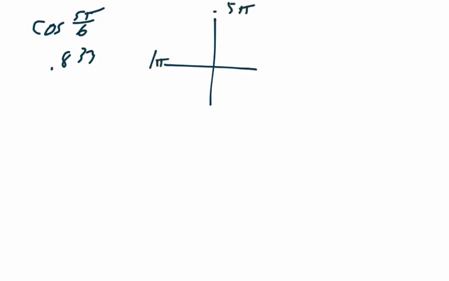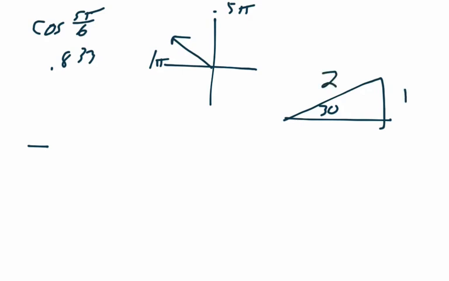Next problem we have is the cosine of 5 pi over 6, and that's 0.833. Which means that if this is 0.5 pi and this is 1 pi, then 0.833 is once again the second quadrant, which means my answer is negative. Now, if I do 180 divided by 6, we have the reference angle of 30 in my 30, 60, 90 triangle. 1, 2, and the square root of 3. The cosine is the adjacent over the hypotenuse. So that would be negative square root of 3 over 2.